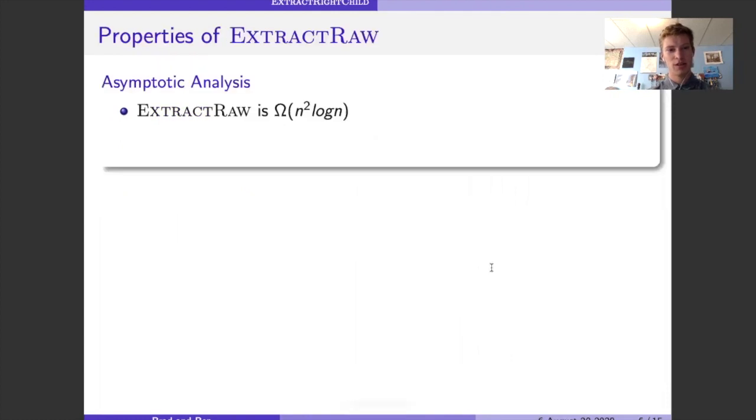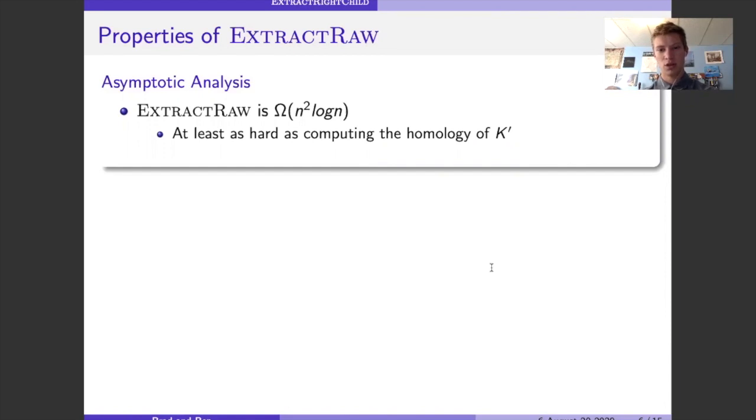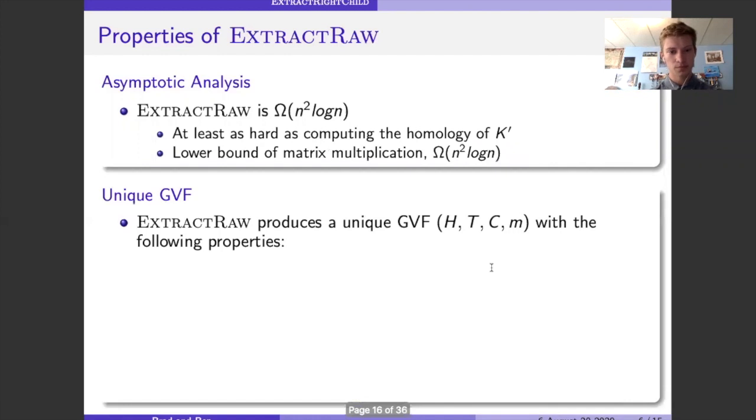Now I'm going to provide a little bit of a deeper insight into Extract Raw and some of its important properties. And then I'm going to provide our main contribution in the paper, an algorithm that we call Extract Right Child, which should sound a little familiar from the title. So first off, Extract Raw's runtime. Extract Raw is lower bounded by n squared log n. We know this because it's at least as hard as computing the homology of these recursive smaller subcomplexes that keep getting fed into it. And we know that computing the homology of something has the same lower bound as matrix multiplication, which is omega of n squared log n.